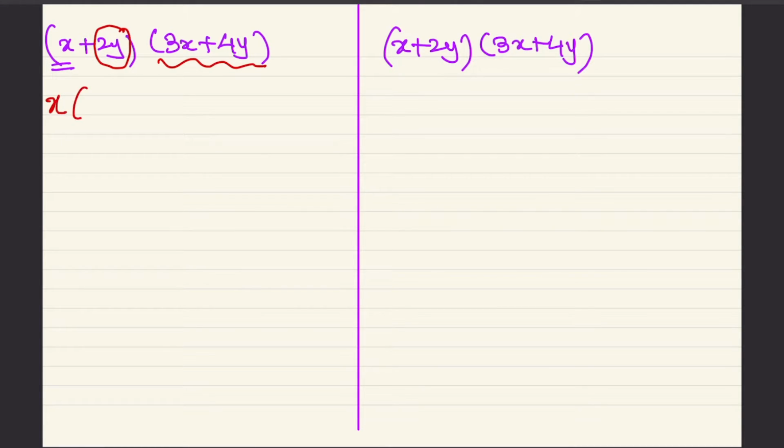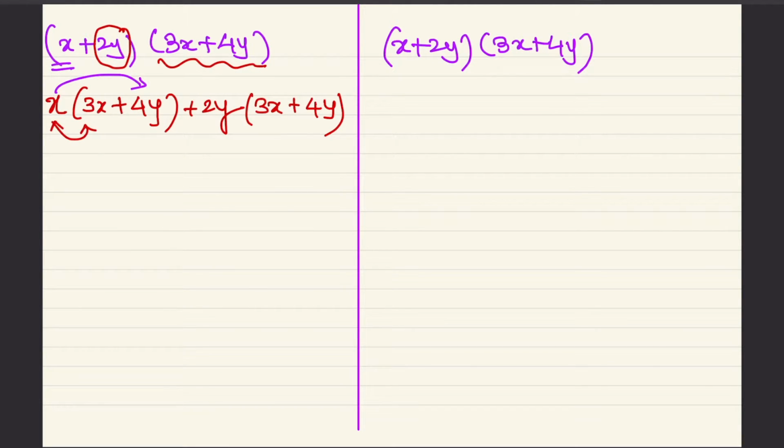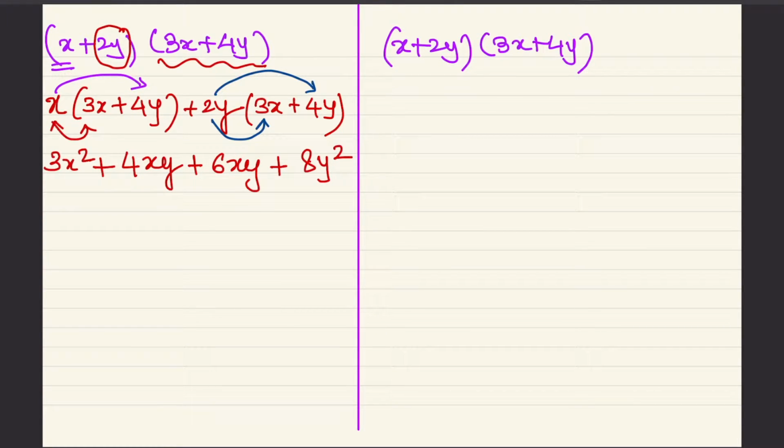We will take x, multiply it with 3x plus 4y. Then we will take the second term of the first bracket which is 2y and multiply it with 3x plus 4y. Now first multiply x with 3x, then multiply x with 4y. Now x with 3x will give you 3x square, x and 4y will give you 4xy. Then take 2y and multiply it with 3x, then 2y, multiply it with 4y. Now 2y into 3x will give you 6xy and 2y into 4y will give you 8y square.